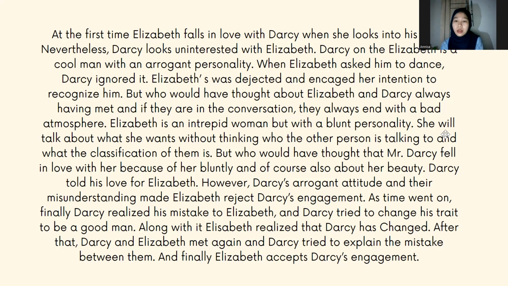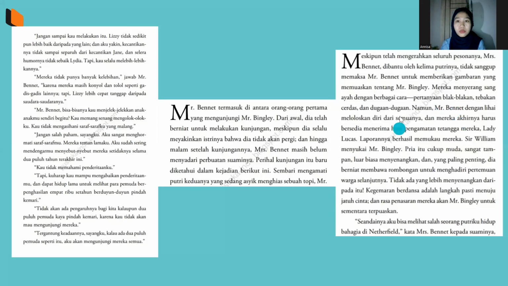As time went on, finally Darcy realized his mistake toward Elizabeth, and Darcy tried to change his traits to be a good man. Elizabeth also realized that Darcy has changed. After that, Darcy and Elizabeth met again, and Darcy tried to explain the mistake between them, and finally Elizabeth accepted Darcy's proposal. This is the proof from the plot.